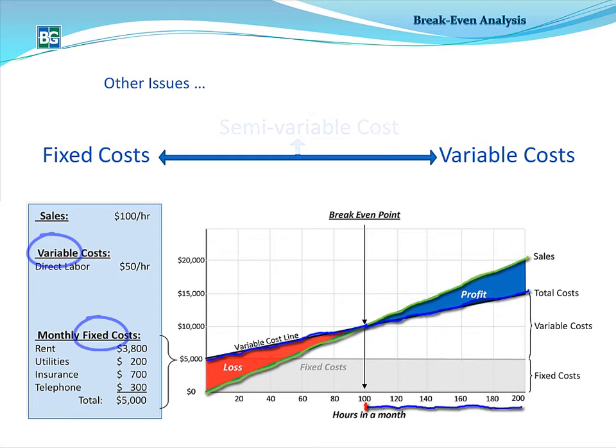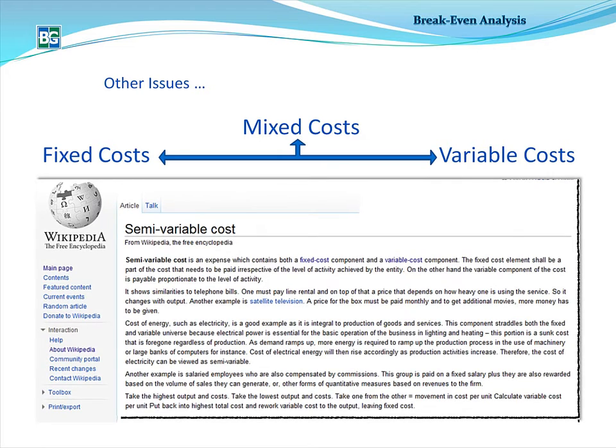These costs are referred to as semi-variable or mixed costs, and according to Wikipedia, a semi-variable cost is an expense which contains both a fixed cost component and a variable cost component. Examples are telephone bills or the cost of electricity, where there is generally a connection fee whether the service is used or not, which would be the fixed portion. As the usage or level of activity increases, the cost would increase accordingly.